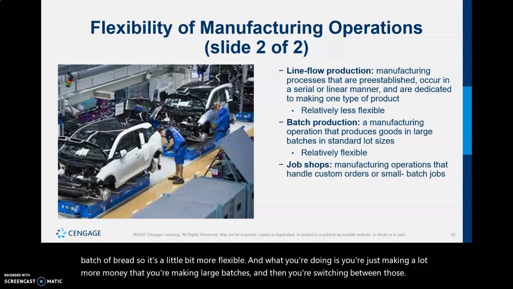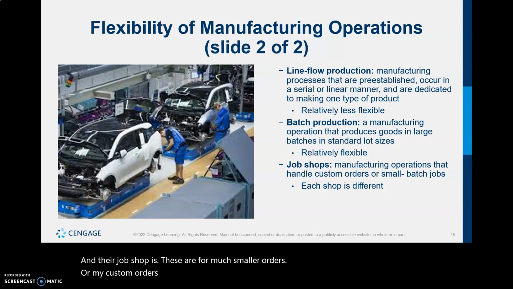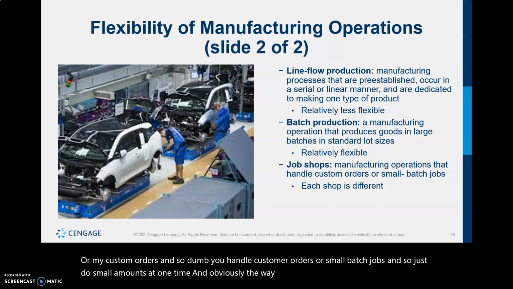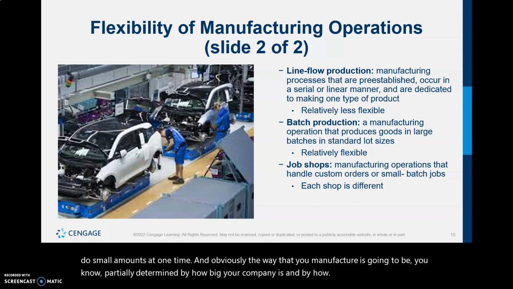And then a job shop, these are for much smaller orders or more custom orders, and so you handle customer orders or small batch jobs, and so you just do small amounts at one time. And obviously, the way that you manufacture is going to be partially determined by how big your company is, and by what you're manufacturing.